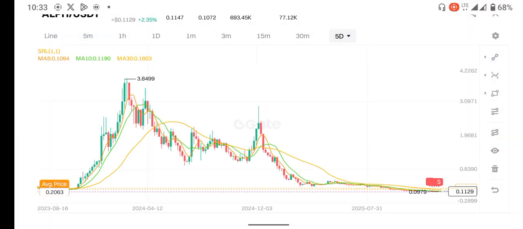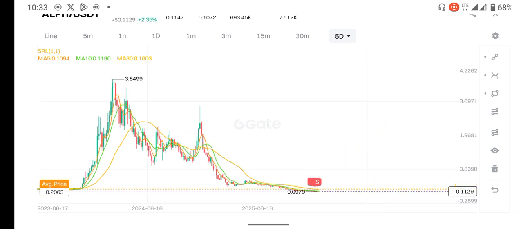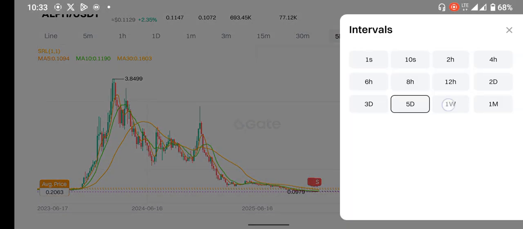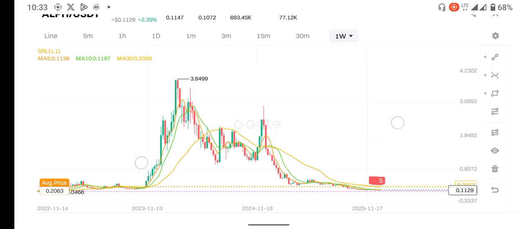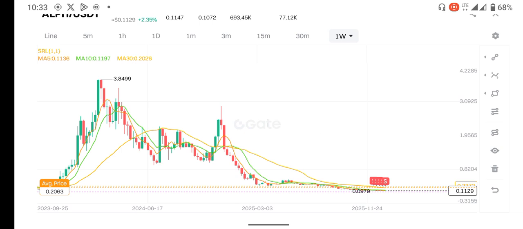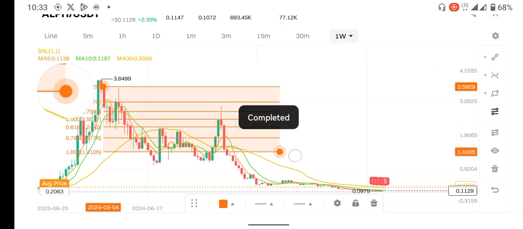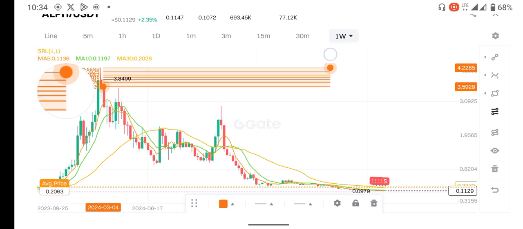Let's look at the 5 days chart. Nothing much here, just to draw out the Fibonacci retracement. Okay, let's make it a weekly chart. Okay, so we can have a higher probability. I love the way our all-time high of 3.84 always pops up when we draw this Fibonacci retracement. It's always very encouraging because the market always goes back to the level it has tested before.